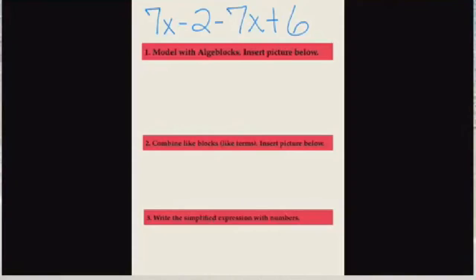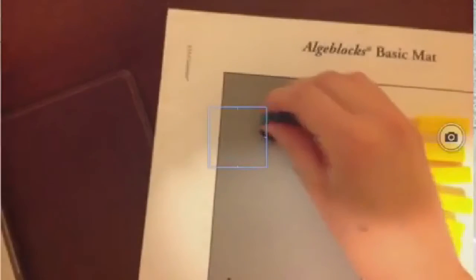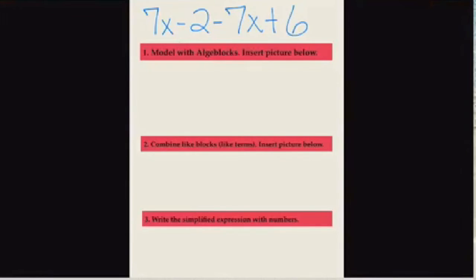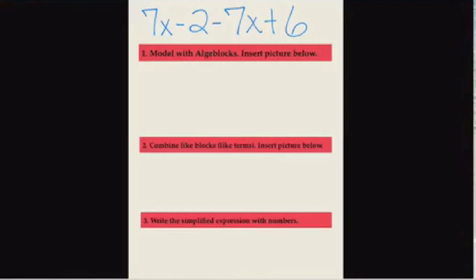Let's go back and check. Okay, negative 2, that's minus 2, negative 2. Okay, 2 greens on the negative side. Then we've got negative 7x. So 1, 2, 3, 4, 5, 6, 7 x's on the negative side. And last part is plus positive 6. Okay? 1, 2, 3, 4, 5, 6.